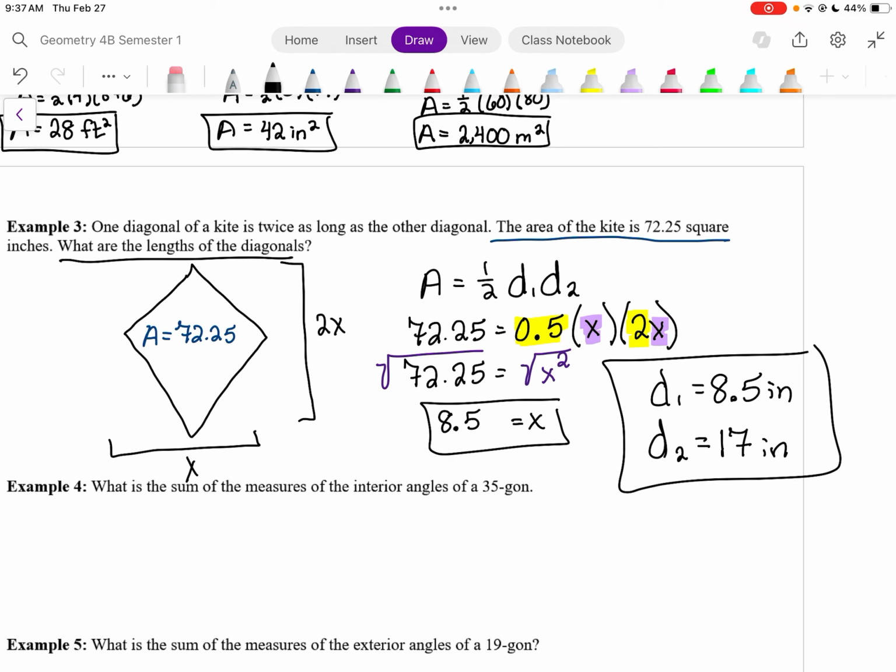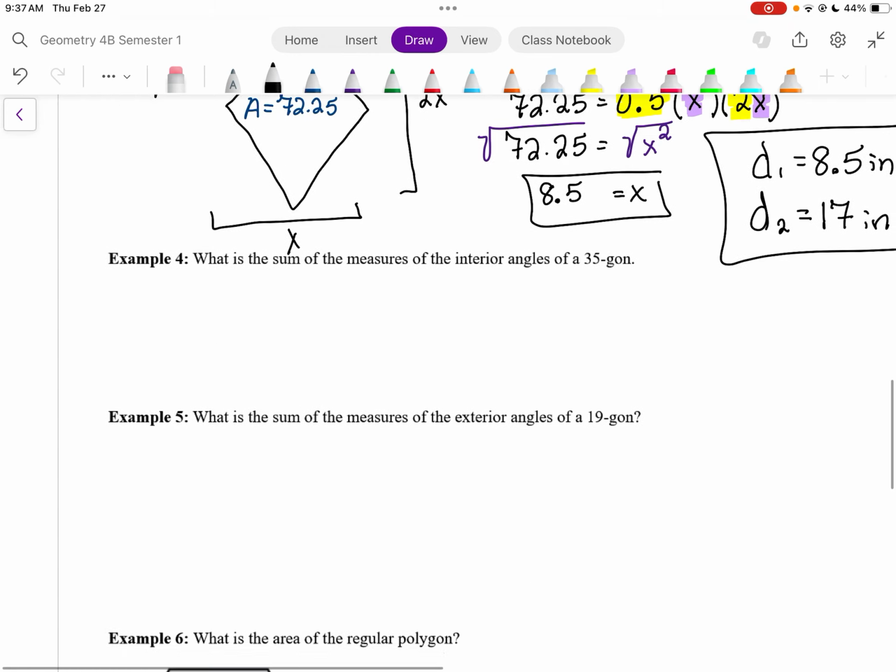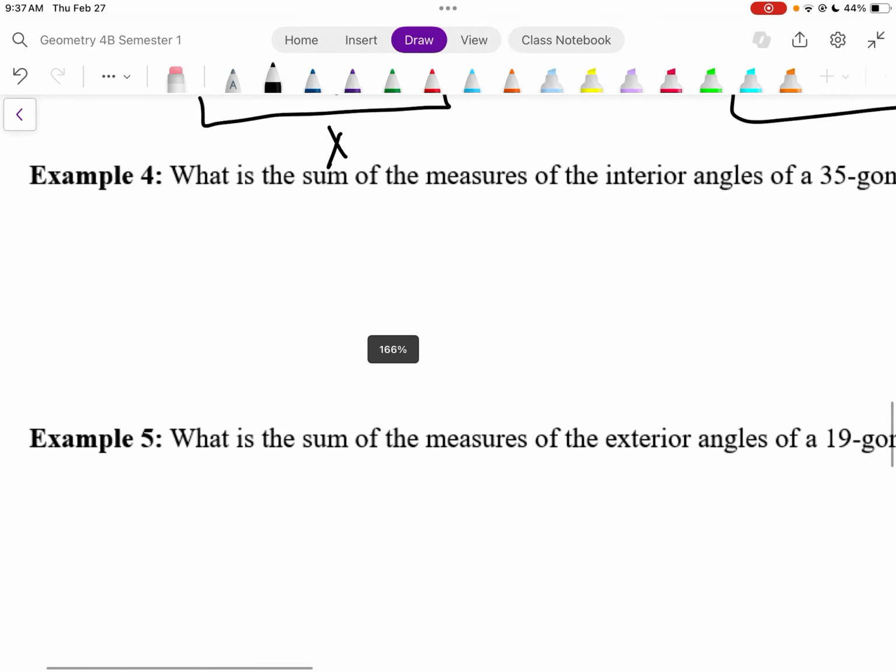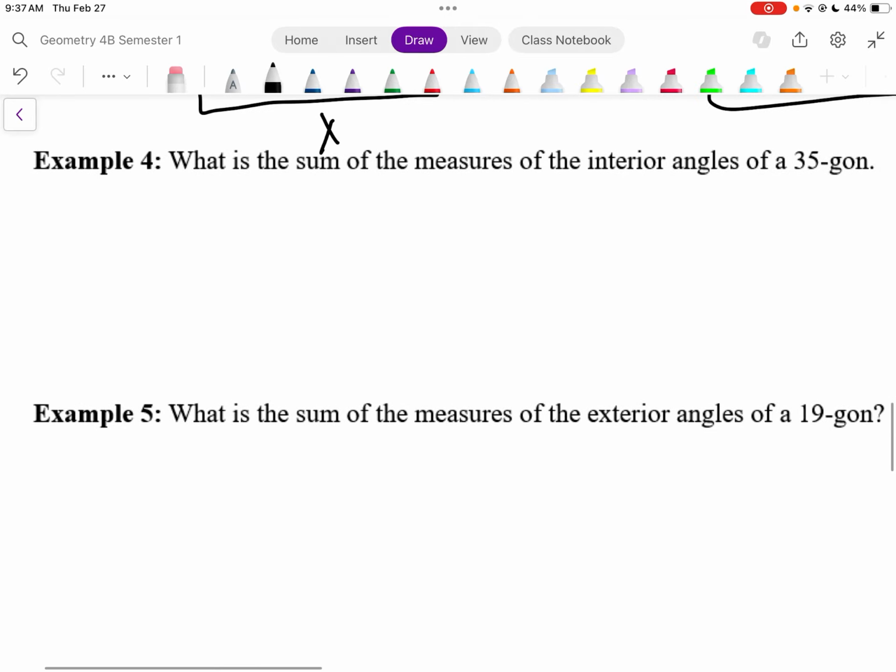So take all the information you know, substitute it into your area formula, solve for your variable, and then again, don't forget to answer the question at the end. All right, these next 3 questions are all review from 9.1 or 9.2.